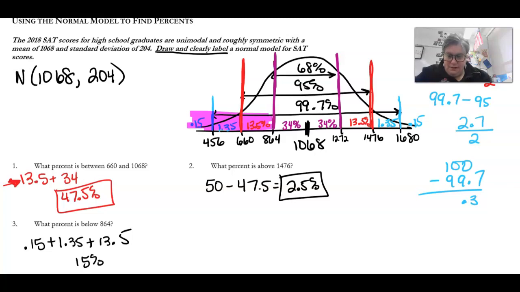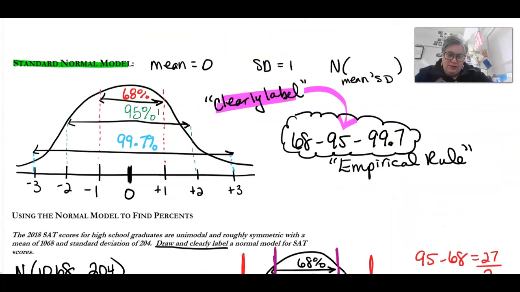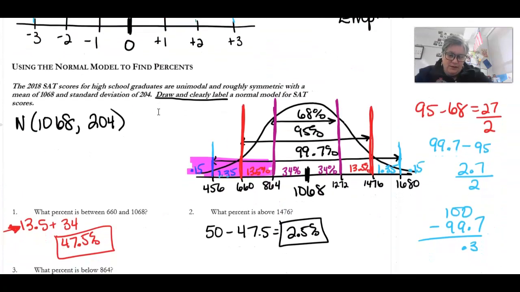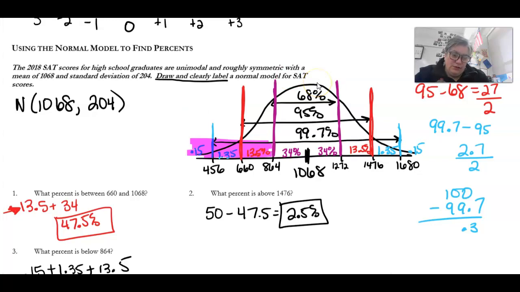Okay? So when it says clearly label, you have to include the 68, 95, 99.7. But then we could also use these numbers to find out what percent of the time people are in between scores.